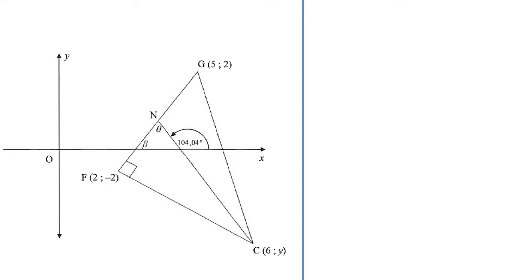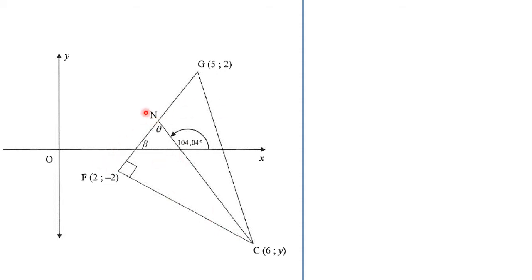So let's check the diagram. The first thing that we know is that this is a right angle triangle. You have a right angle triangle which is divided into two other triangles, so it means you have two right angle triangles, if you can see that. You have GFC as a right angle triangle. You also have NFC as a right angle triangle.